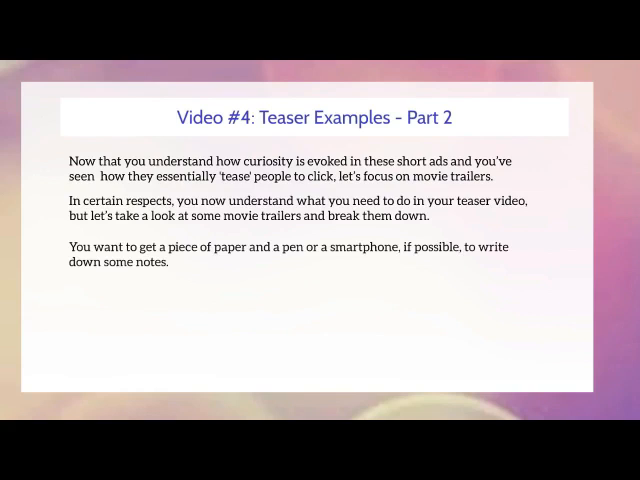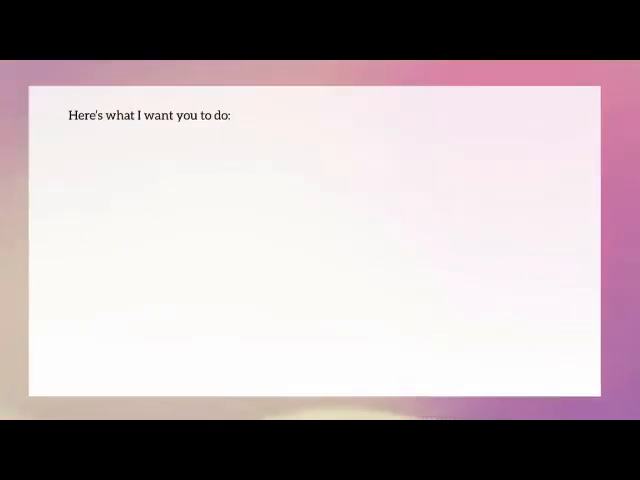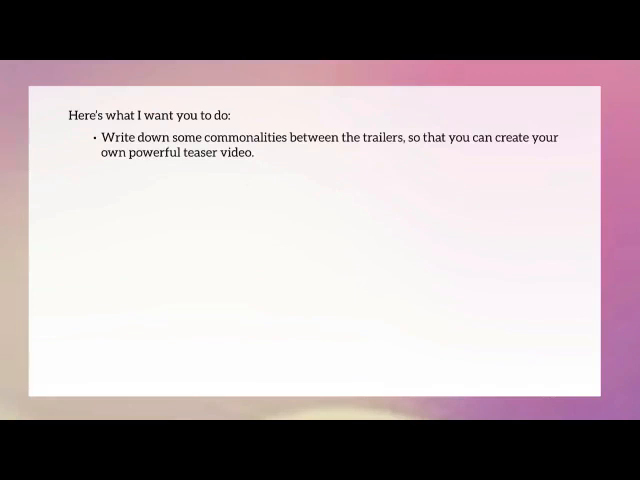You want to get a piece of paper and a pen, or if you're a digital person, a smartphone like your iPhone, and if possible, write down some notes. Here's what you want to do. I want you to write down some commonalities between the movie trailers. In other words, I want you to watch several, and you're looking for commonalities between them. Even if they're different genres, it doesn't matter. You're going to notice some commonalities. You're going to notice a framework, essentially, so that you can create your own powerful teaser video. Now, don't worry, we're going to break it down together, and we'll use some examples. I'm not going to expect you to go off and figure this out yourself.